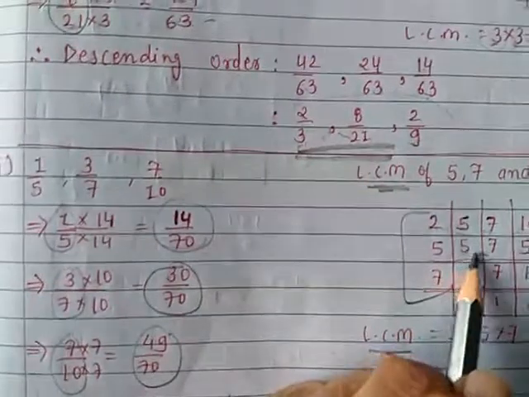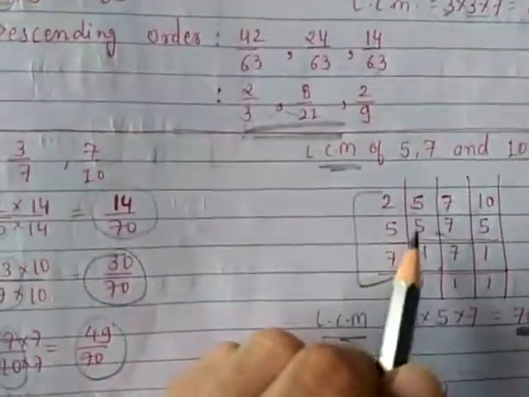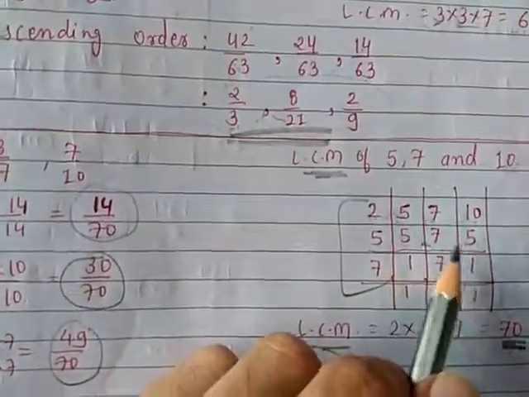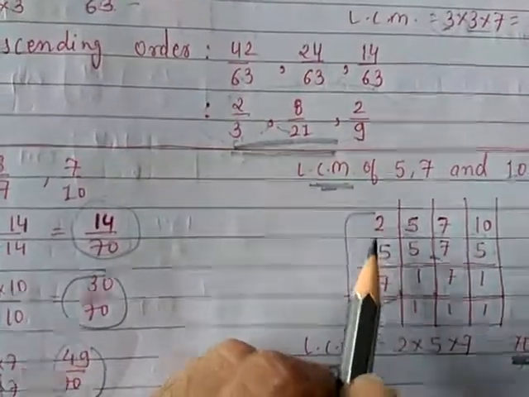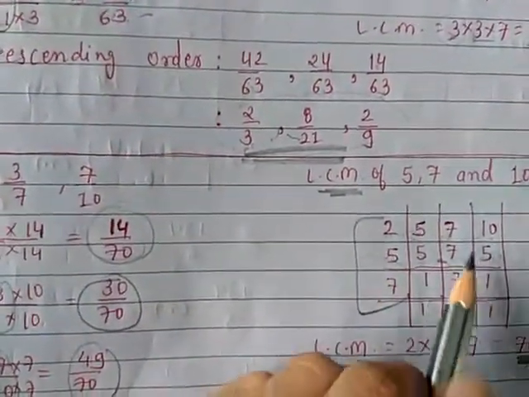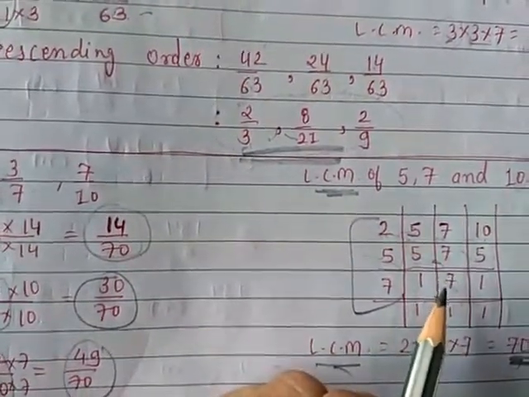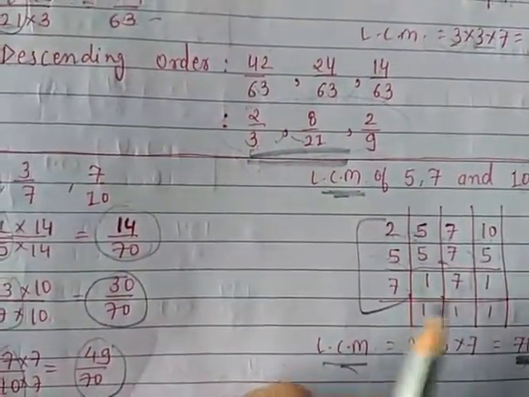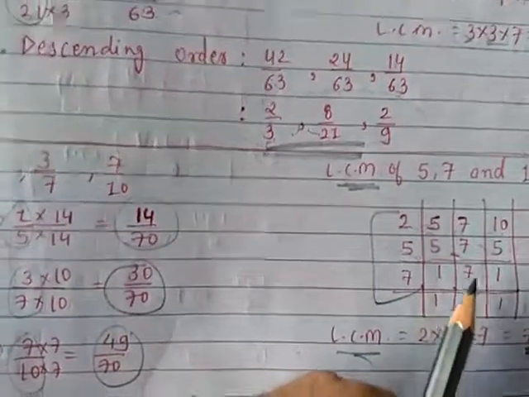Okay, in this column. Now see which numbers are remaining here? 5, 7 and 5. So we take 5: 5 1s are 5, 7 as it is, 5 1s are 5. Now see which number is remaining here? 7. So 7 1s are 7.